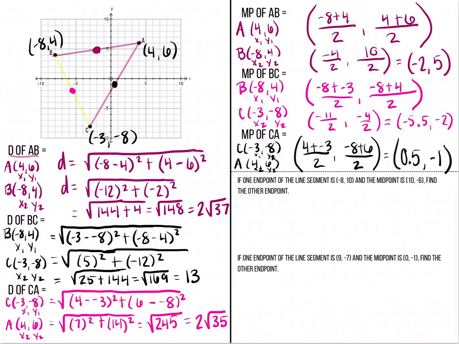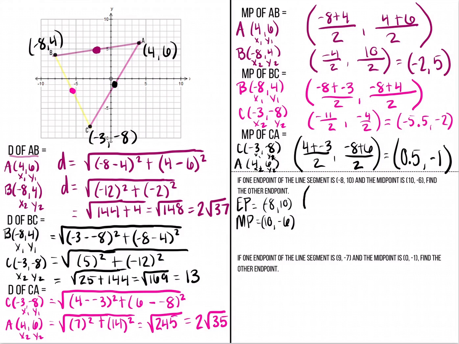So if one endpoint of the line segment is (-8, 10), and the midpoint is (10, -6), find the other endpoint. So I have an endpoint, EP, of (-8, 10), and the midpoint, MP, is (10, -6). So essentially we're going to reuse something like this, but kind of set it up a little differently.